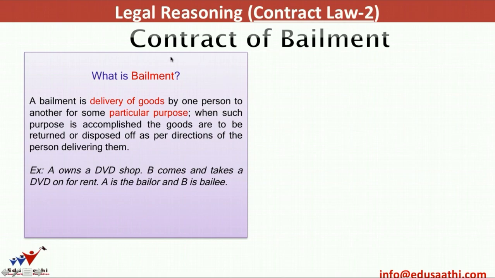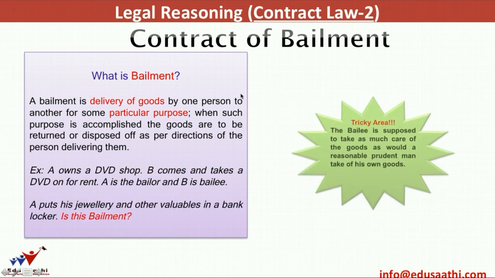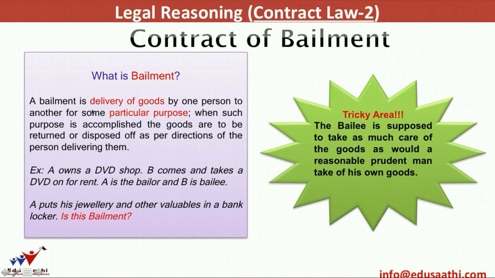Next concept which we have to discuss is contract of bailment. What is bailment? Bailment is a delivery of goods by one person to another for some particular purpose, which then when such purpose is accomplished, the goods are to be returned or disposed of as per the directions of the persons delivering them.